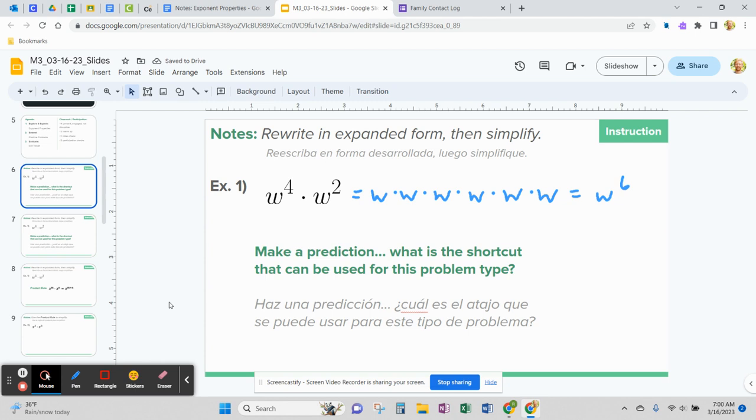So now I want you to take this and make a prediction on your note sheet. What is the shortcut that we can use for this problem type? So take a couple seconds, jot down your prediction, and then we'll define that form or rule in a second here.